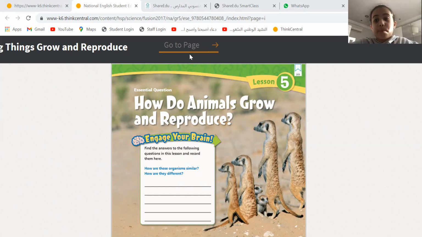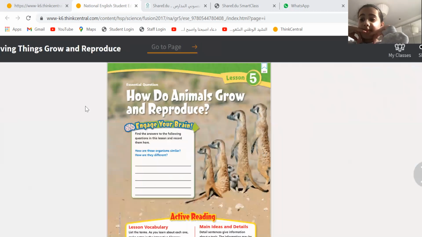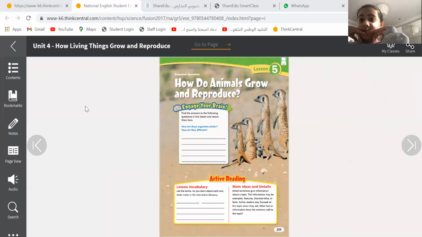What about growing? Do they grow the same way once they hatch from an egg or when they are very young? Do all look like their mommies? Do all of them look like their parents? Hmm? No, not all of them.